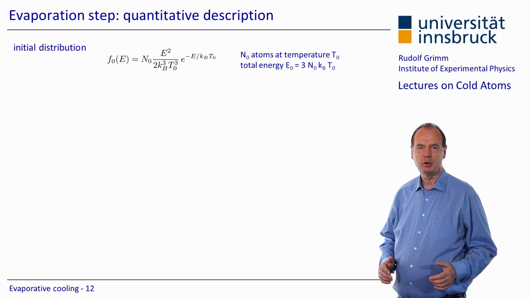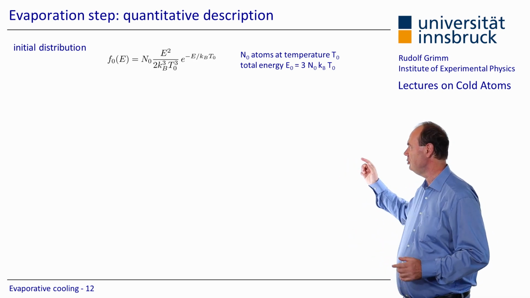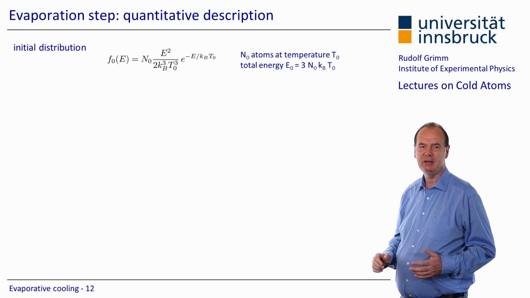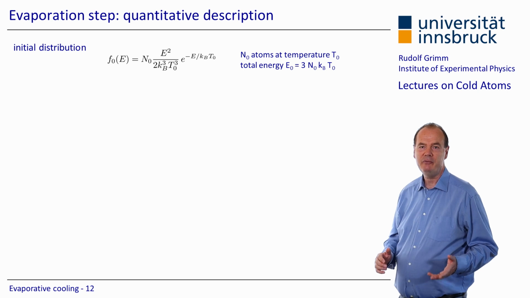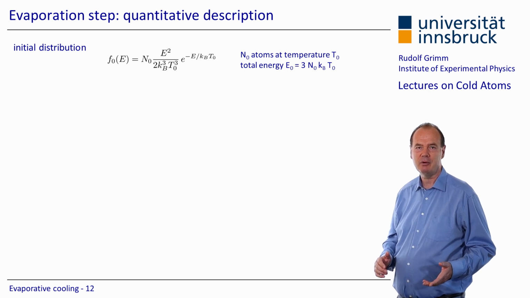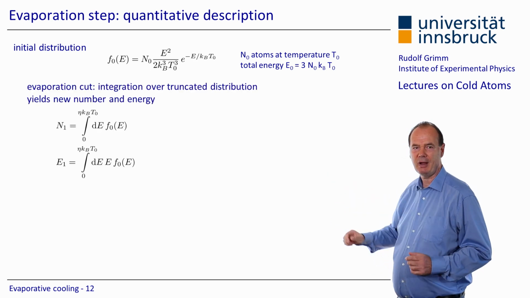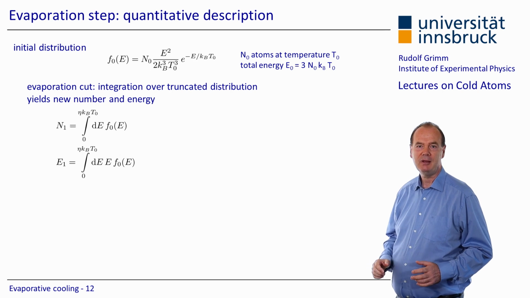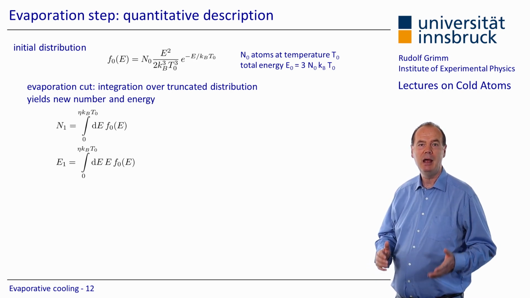Now let's have a look at the corresponding equations. Here is the initial distribution of N0 atoms at a temperature T0. The gas has a total energy E0 equals 3 times N0 times k_B times T0. Integrating over the truncated distribution gives us the new number N1 and new energy E1 after the cut.